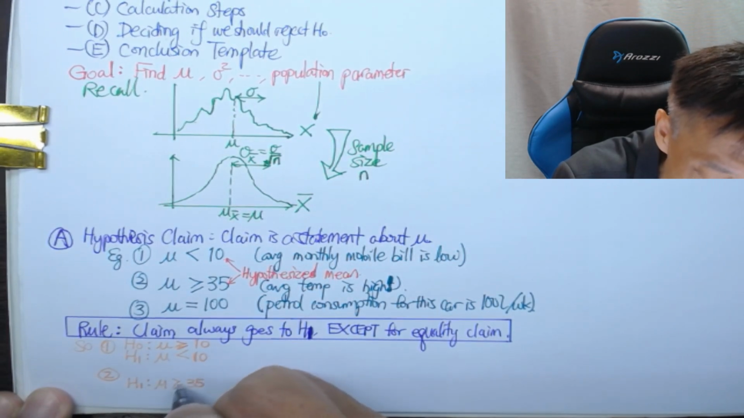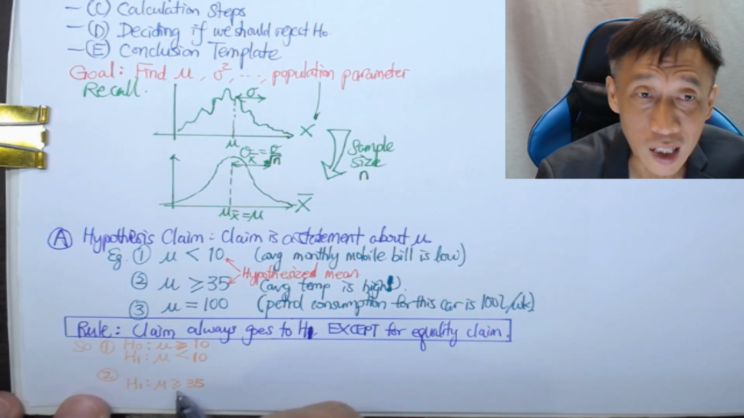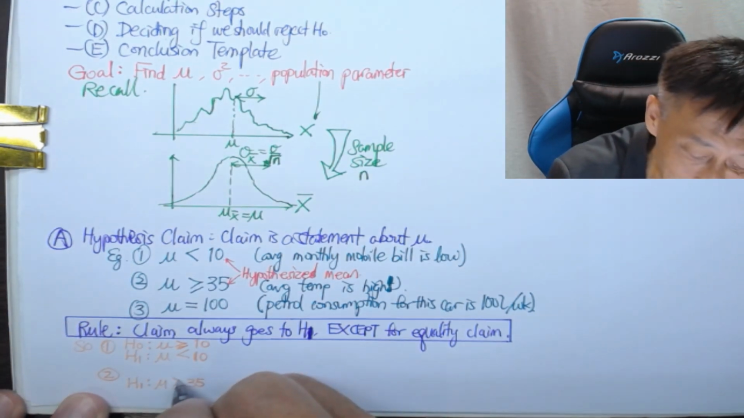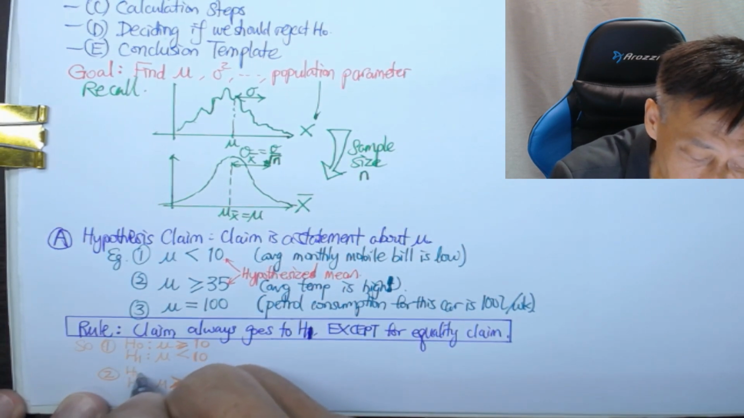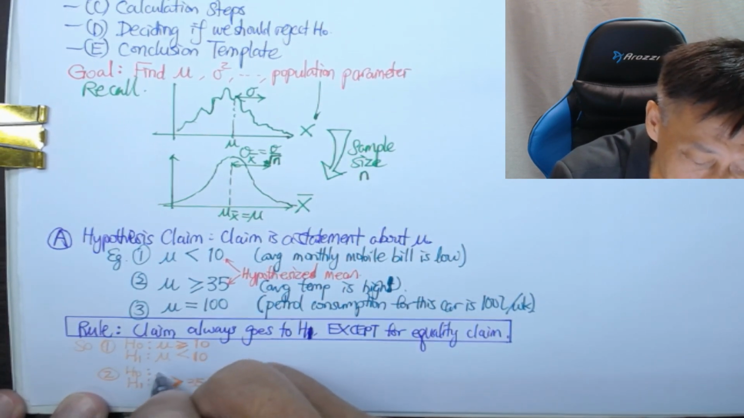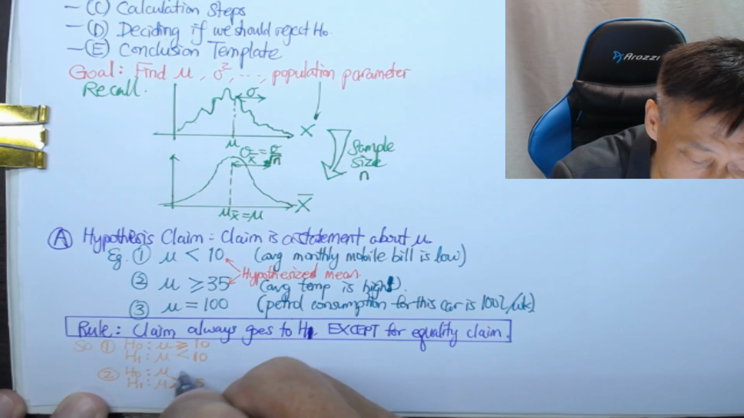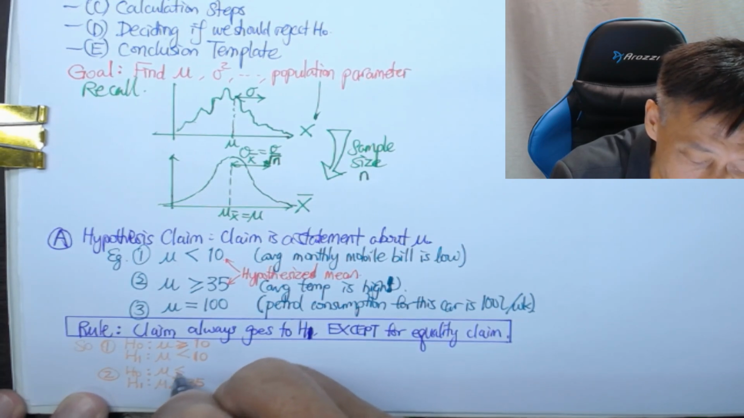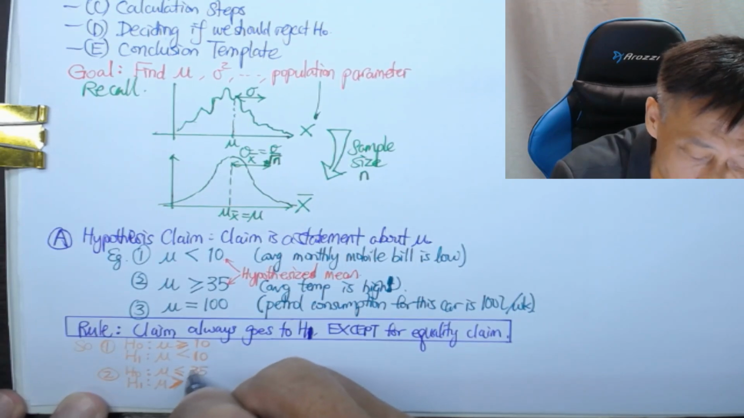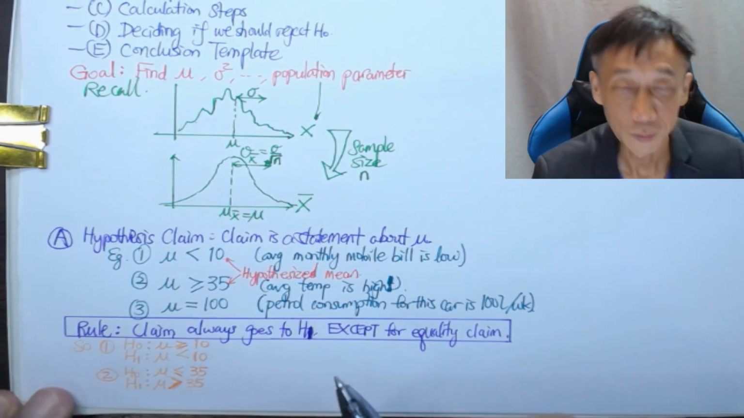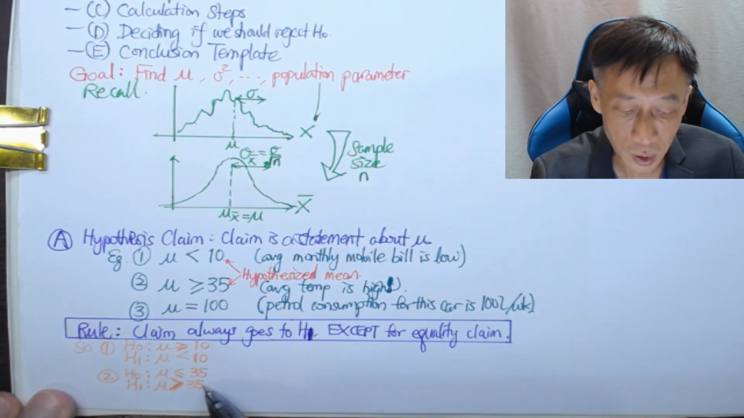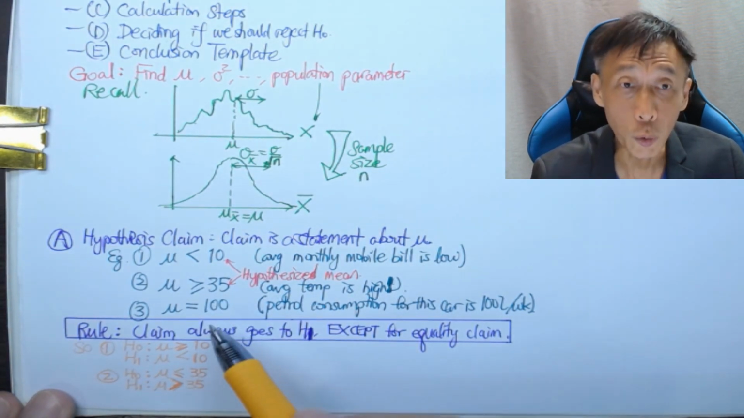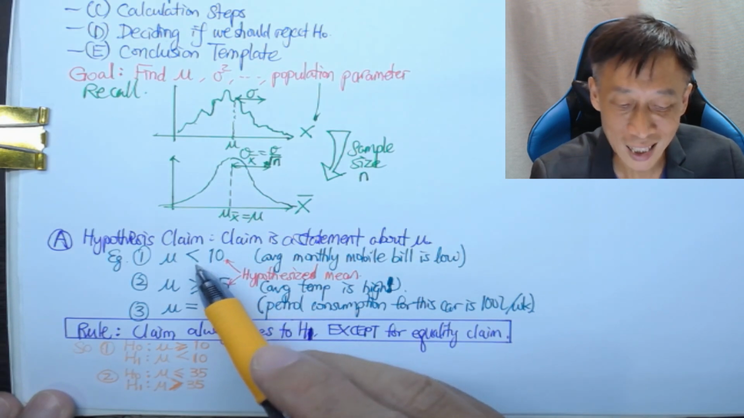But as a convention, we move the equal sign itself to H naught. Due to our next rule, due to statistical convention, we always move the equal sign to H naught. Okay, so this is the way we write for this kind. And likewise for a claim that involves less than or equal to.